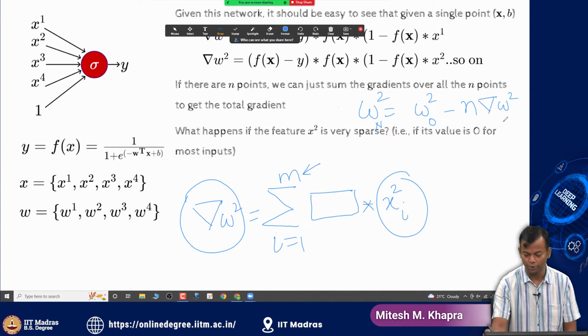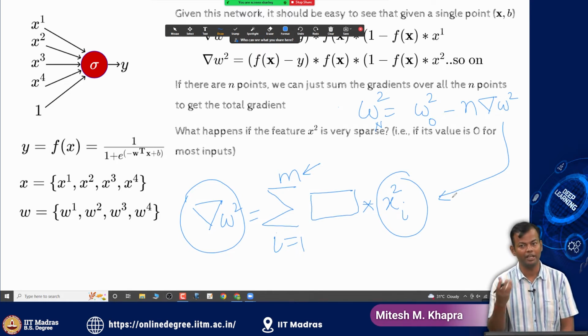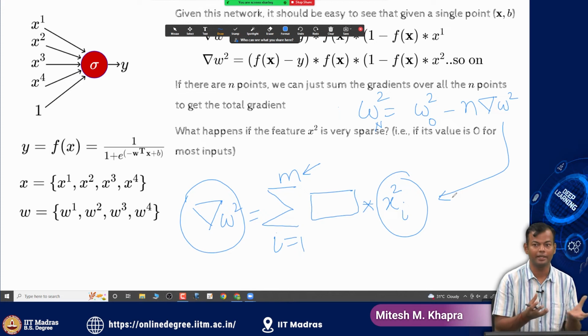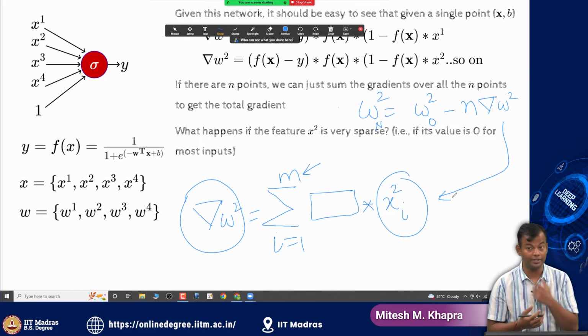And I've just told you that if x is sparse, or that feature is sparse, then the derivative is going to be small. And if the derivative is going to be small, then my updates are going to be small. And if my updates are going to be small, then I'm not making much change along that direction, right? And that is not something that I desire.